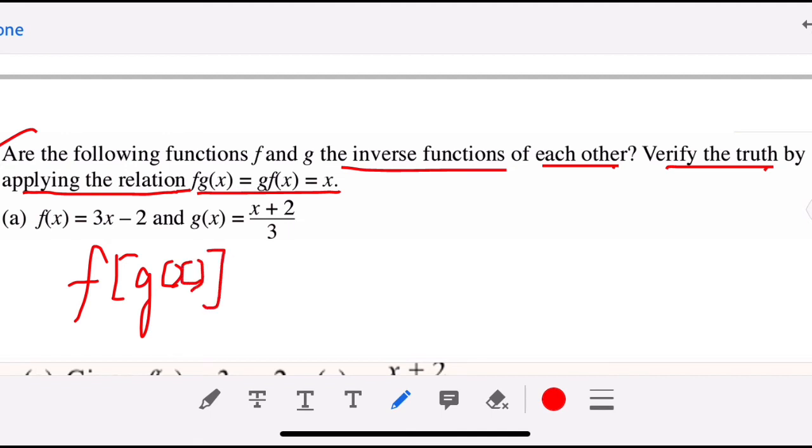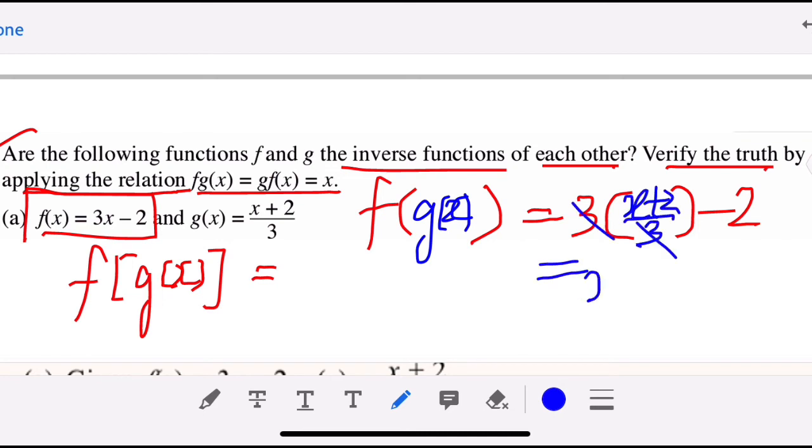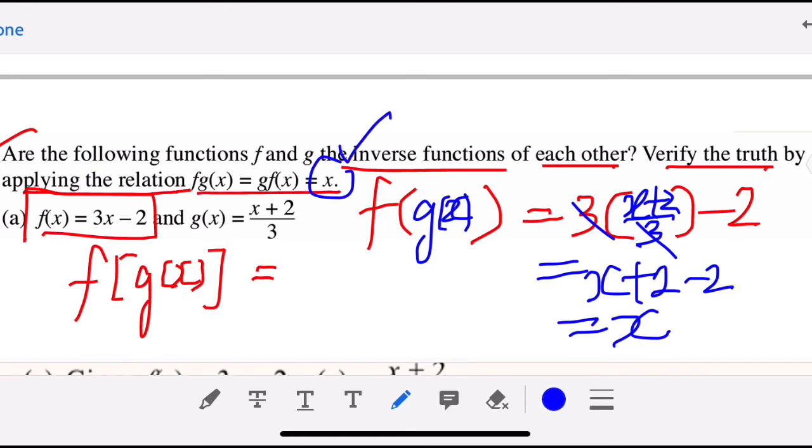So let's substitute g into f. We will refer to f(x). If you have f of something, you have 3 times something minus 2. So now you need to substitute g(x) inside. The g(x) is (x plus 2) over 3. If you cancel out, you will simplify and get x. So it means that you have x, which is the object.